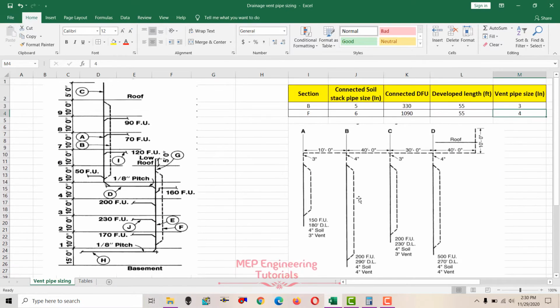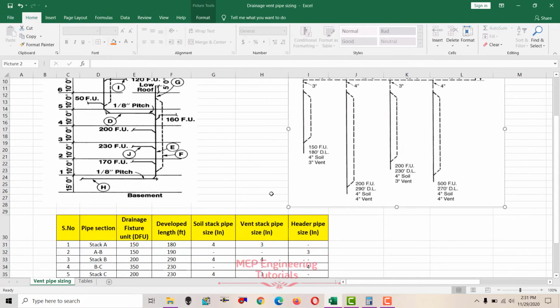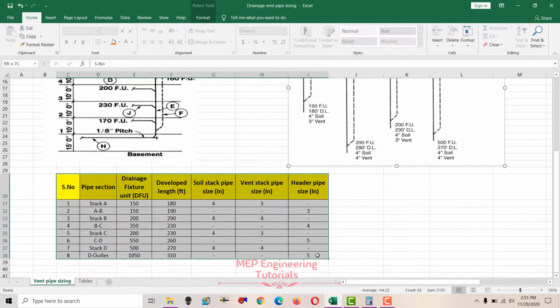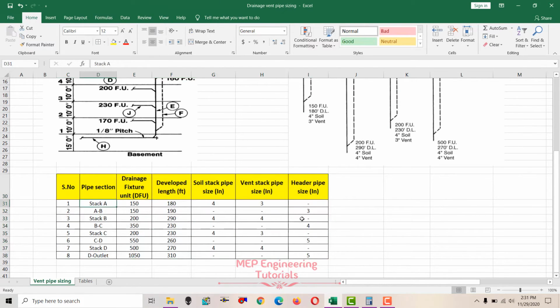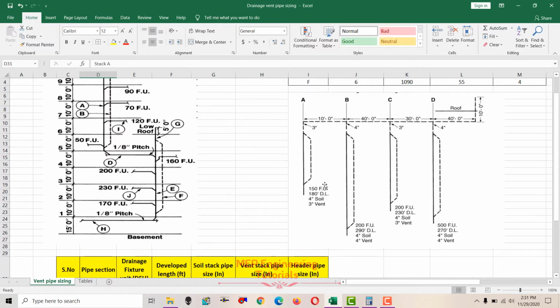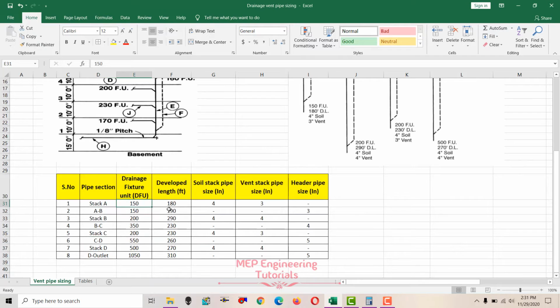So now I'm going to discuss the second example here. Here you can see that we have 4 vent stacks represented by A, B, C and D. These are connected to the common vent header. This is a common vent header and then extended to the roof. So we'll start from stack A. You can see here I have divided into different sections. Stack A: fixture units are 150 and developed length is 180.